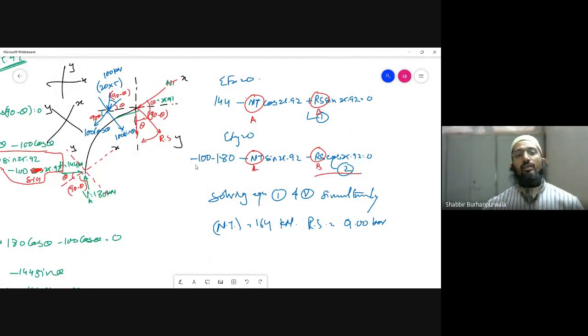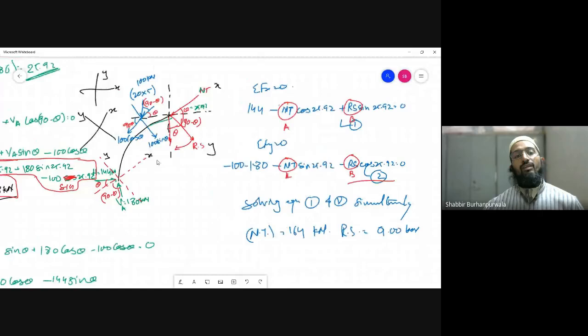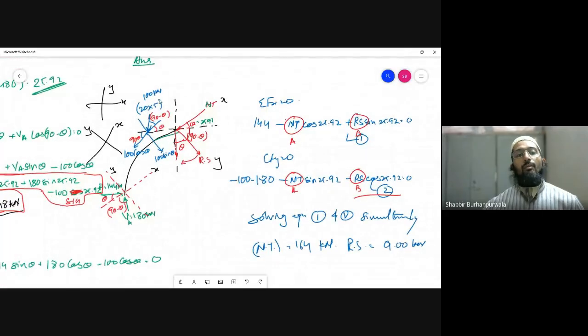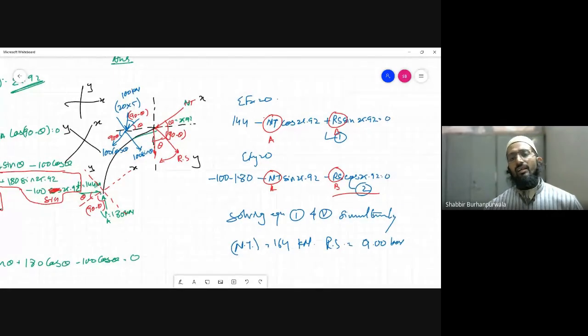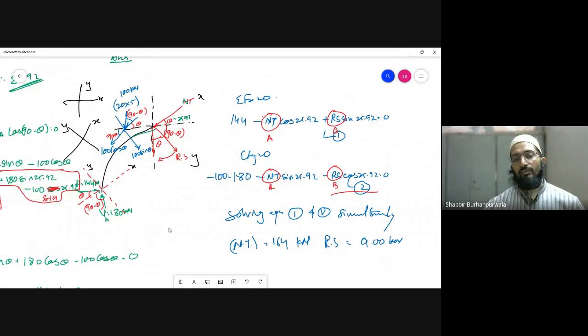The important thing to remember was that even for this free body diagram there was the UDL acting, so we converted the UDL into a point load of 100 kilonewton, which is 20 into the 5 distance on which it is acting, and the point of application would be 2.5 from this side and 2.5 from this side. Using that we got the value. Okay, is it clear with everyone?